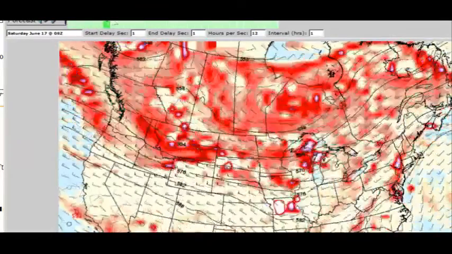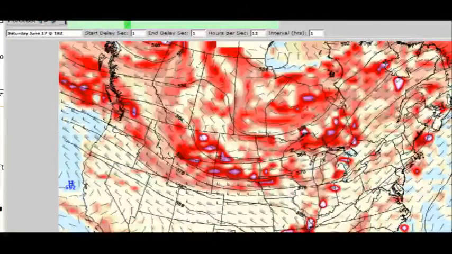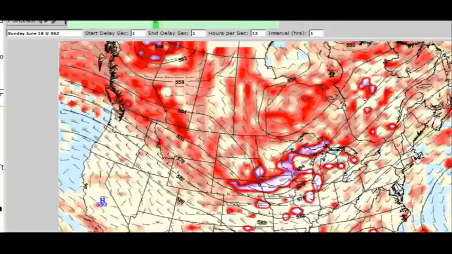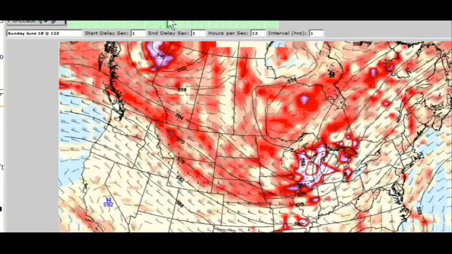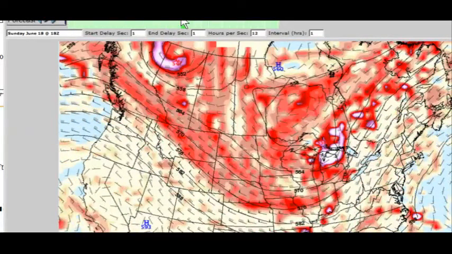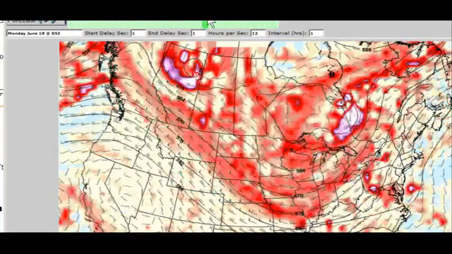What do we have over the next couple of days? Well, we've got this wave here. This is going to be digging in the northern plains over the weekend. And look at that, heading towards Iowa. So it looks like more rain in the forecast for the western Midwest and maybe the Great Lakes there.